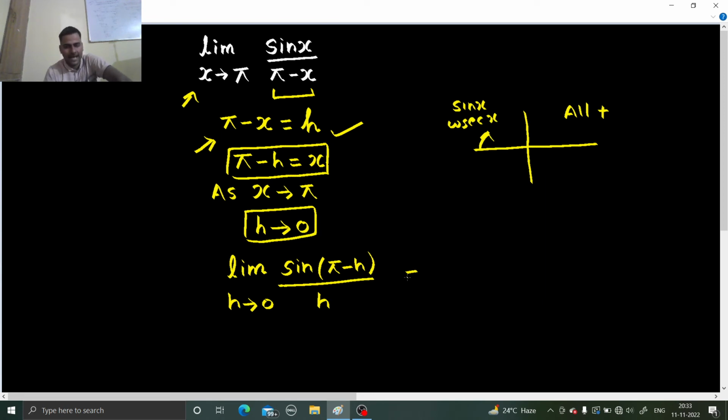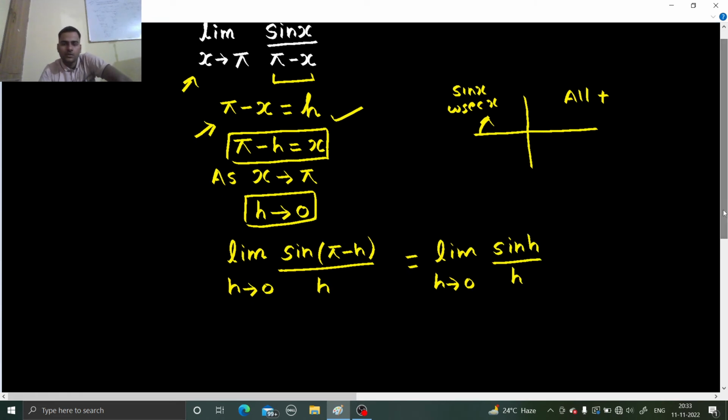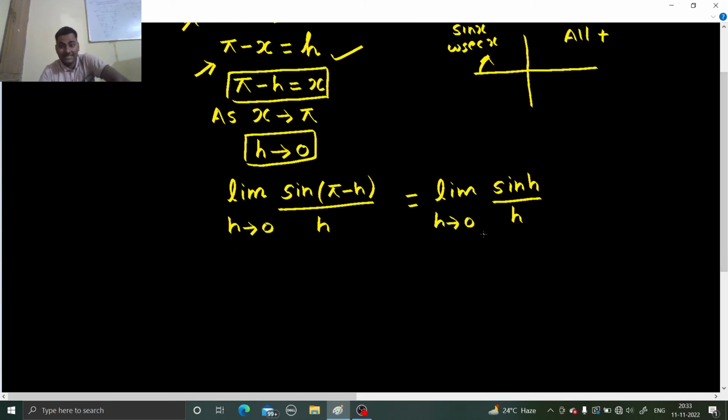So we can write this as limit h tending to 0. Sin of pi minus h can be written as sin h only. In the denominator we have h. So sin h by h, as h is tending to 0, will give you 1, because we know that limit x tending to 0 of sin x by x is 1. So in place of x you have another variable h. So the value of the limit will not change, that will be equal to 1 only.